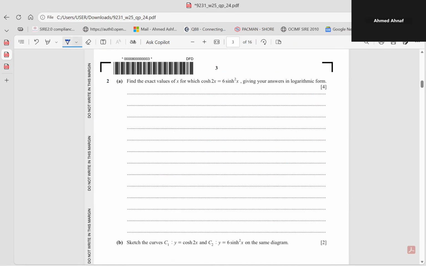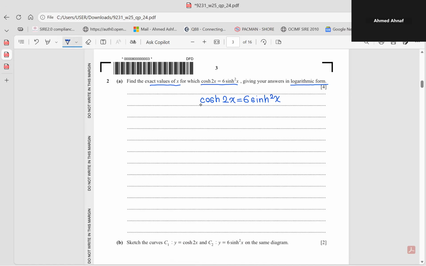Okay, so for the first part, we are told to find the exact values of x for which this equation is true, and our answer is supposed to be given in logarithmic form. Okay, so let's write down this equation here. The first thing that I noticed about this equation is that they're not in terms of the same hyperbolic function. So that's the first thing we should try to do.